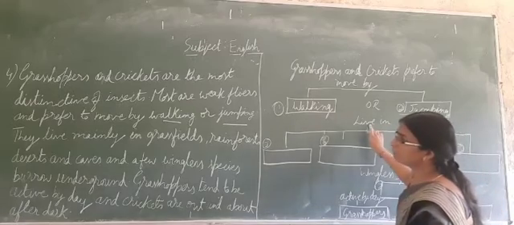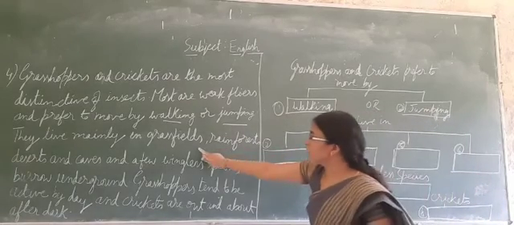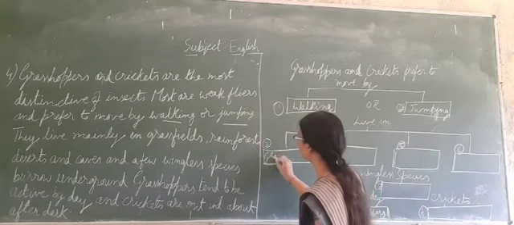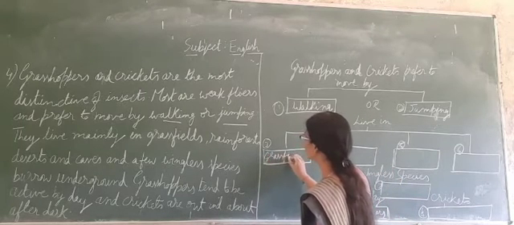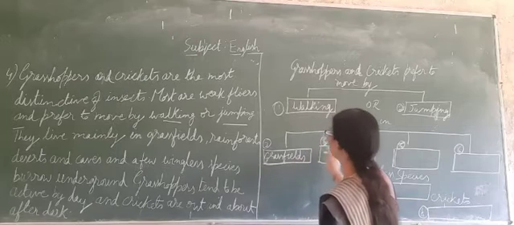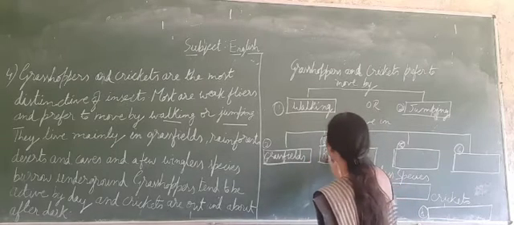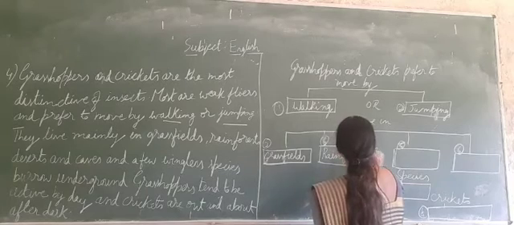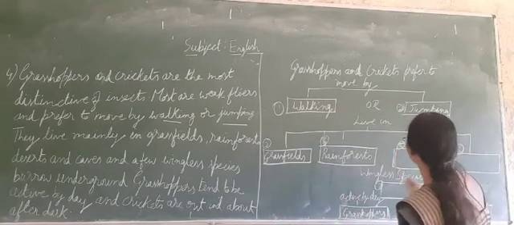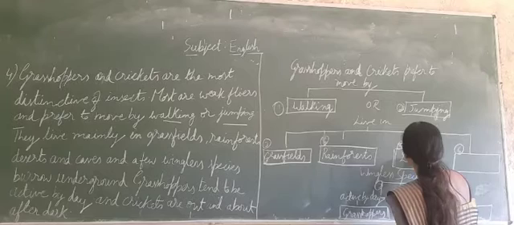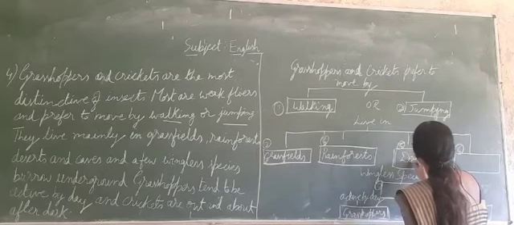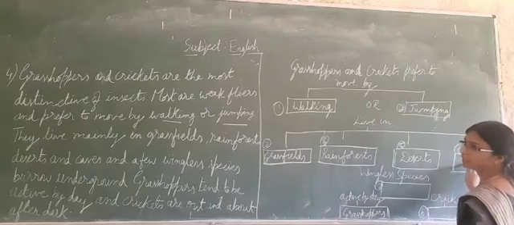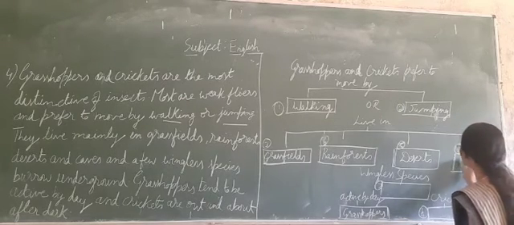Then they live mainly in, first option, grass fields. So third blank again grass fields. Fourth, rainforests. Third, deserts. Then the fourth one, that is caves.